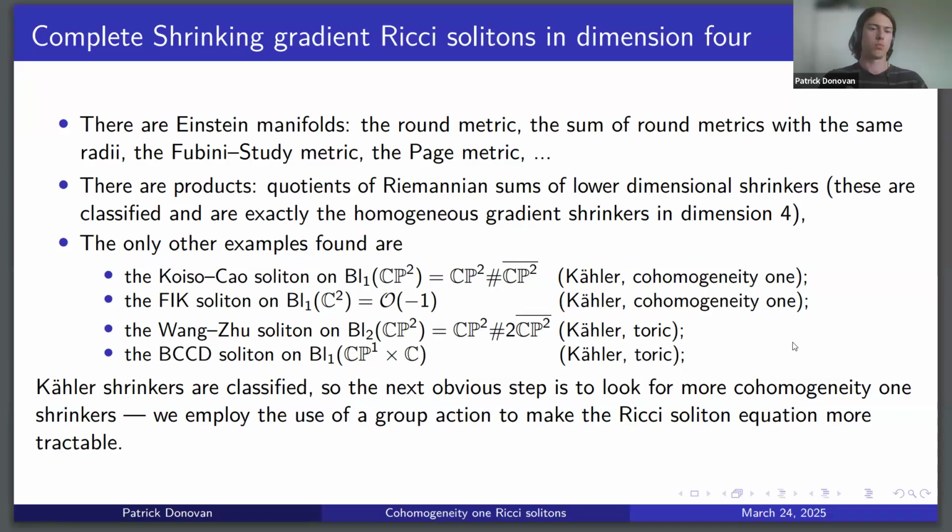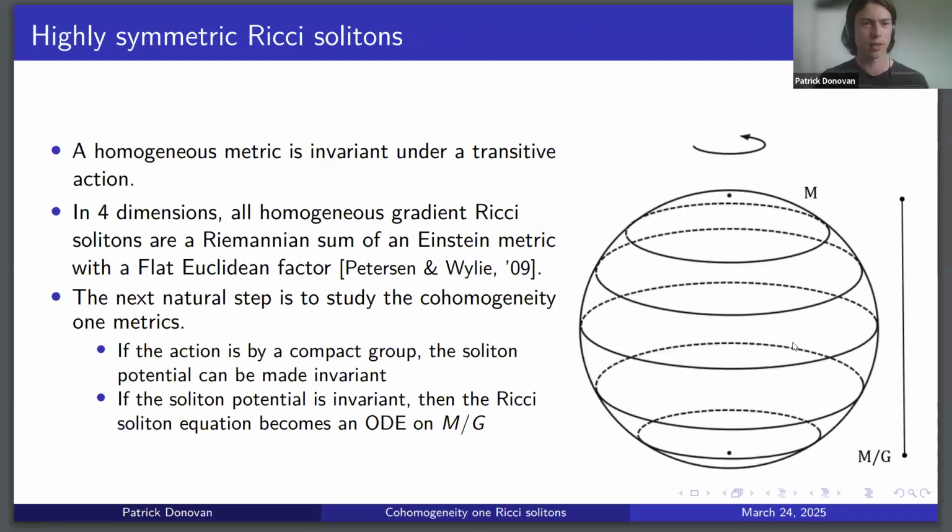In particular, let's have a group action, ensure that a metric is invariant under that thing. That'll make the Ricci soliton more tractable. Can we find anything new? So let's start with highly symmetric Ricci solitons. So I talked about homogeneous ones. Why don't we care about them?